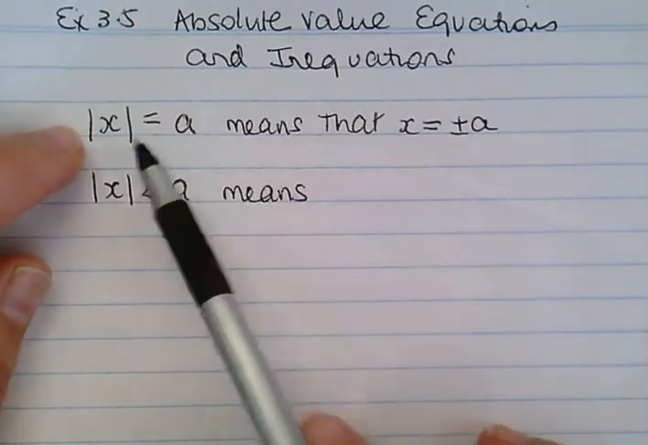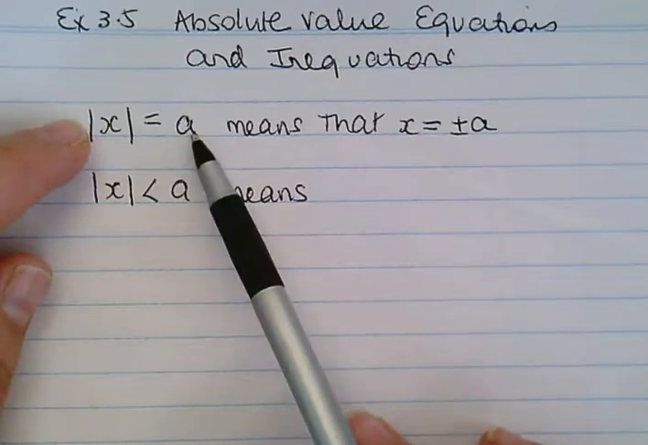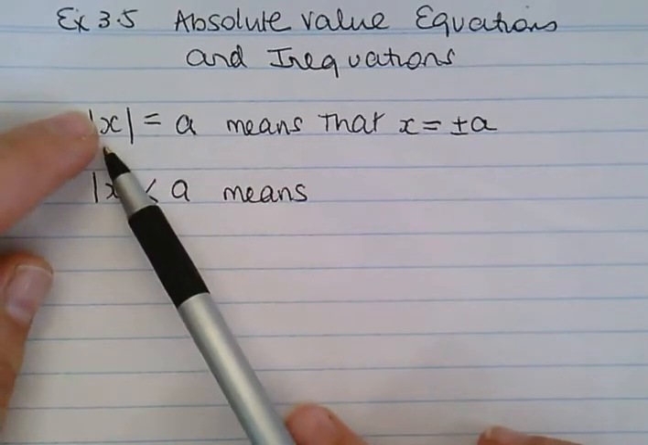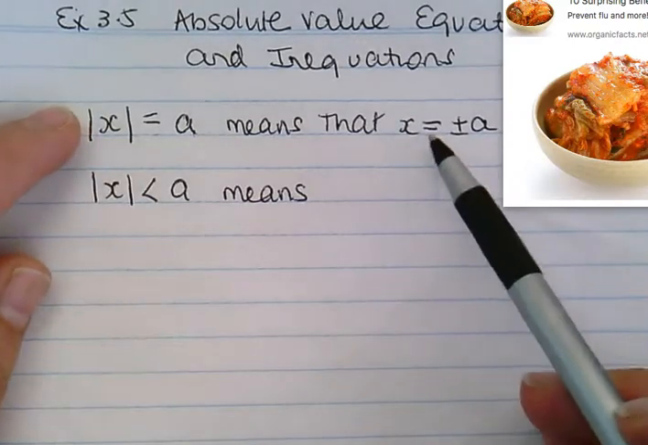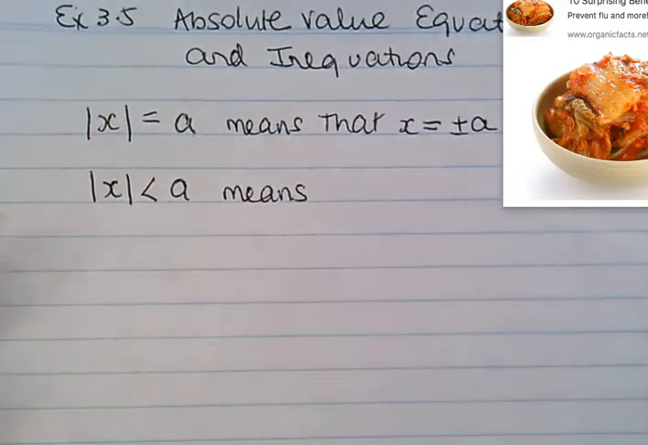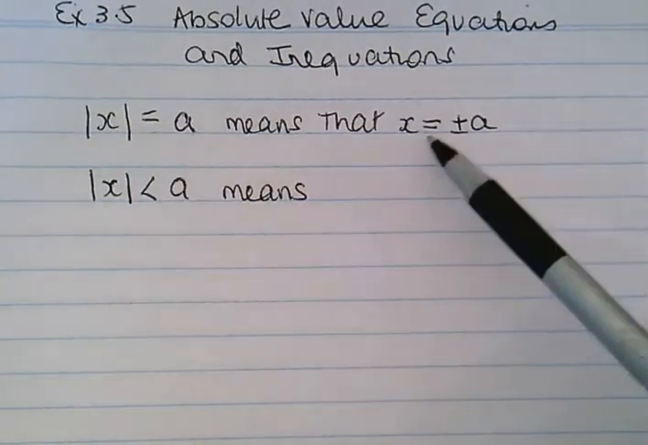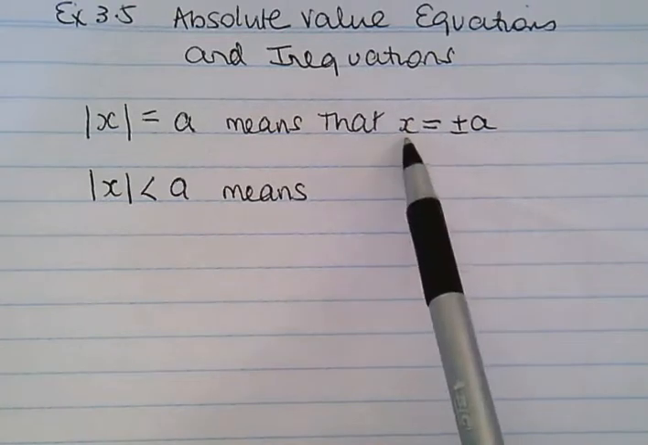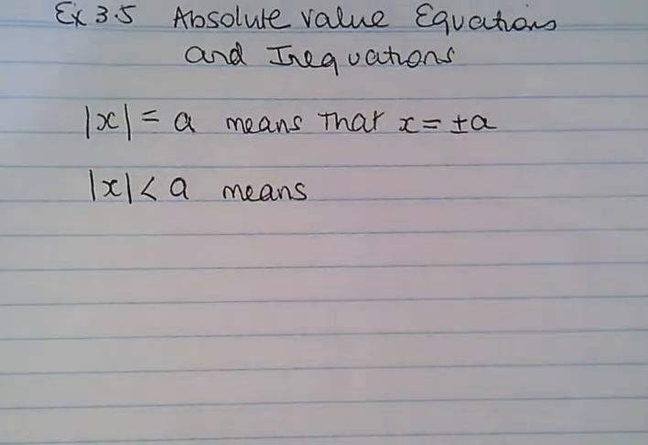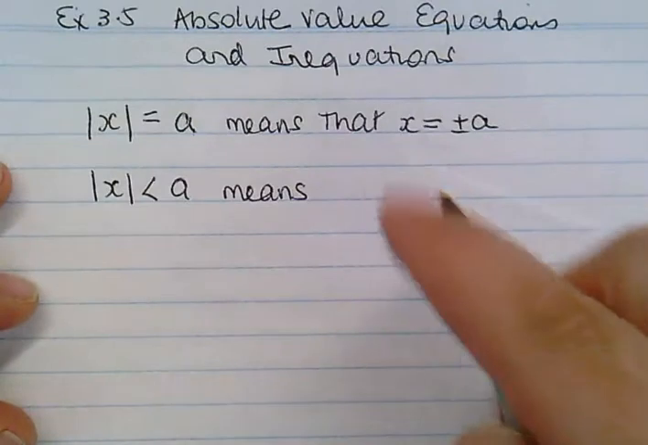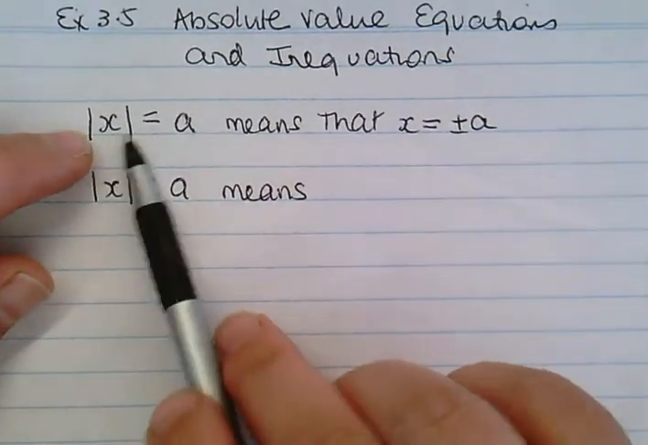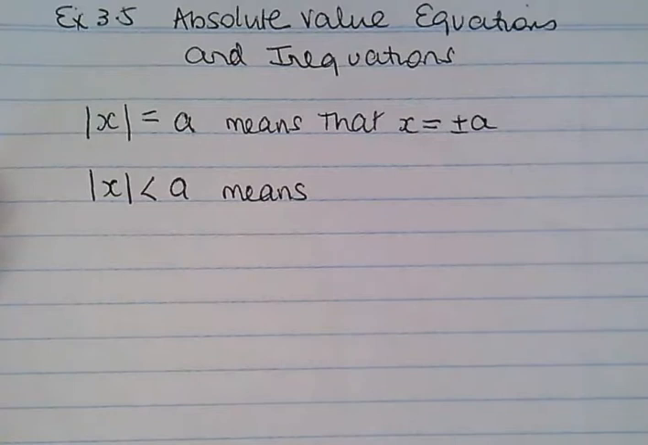Remember that absolute value of x equals a means that if I were to plot this on the number line, it means that x could lie a units from the origin on either side. Absolute value means distance of x from the origin. So the distance of x from the origin is a units, but it could be a units to the left, a units to the right, okay?